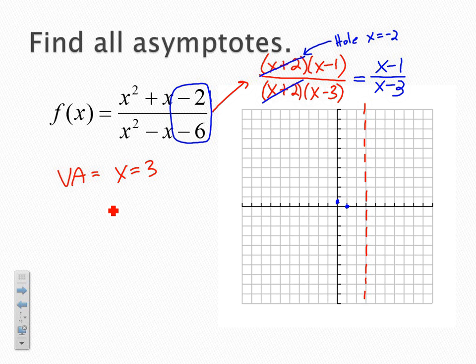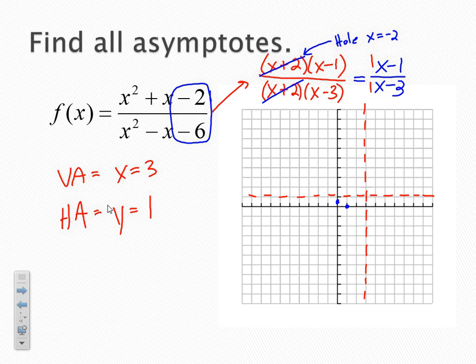So again, we want to compare the degrees. Notice that I have a first degree equation over a first degree equation. Our degrees are equal in both our numerator and our denominator. So this is our second example on the horizontal asymptotes slide. When the degrees are equal, we're going to look at the leading coefficients. Both leading coefficients here would be 1. So our horizontal asymptote will occur at a ratio of those leading coefficients. So it'll just occur at 1 over 1, which is simply 1. So at y equals 1, I have a horizontal asymptote.